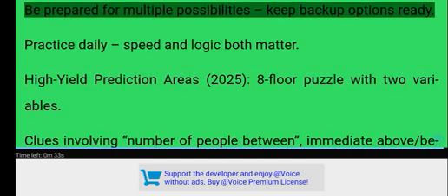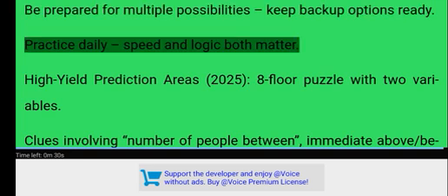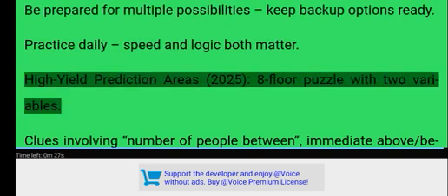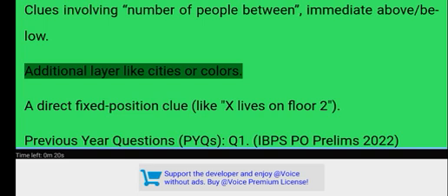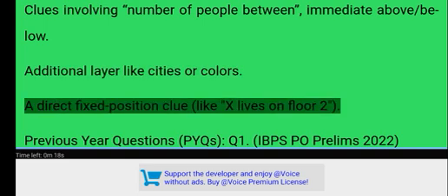Be prepared for multiple possibilities. Keep backup options ready. Practice daily. Speed and logic both matter. High yield prediction areas for 2025: 8-floor puzzle with 2 variables. Clues involving number of people between, immediate above, below. Additional layer like cities or colors. A direct fixed position clue like X lives on floor 2.